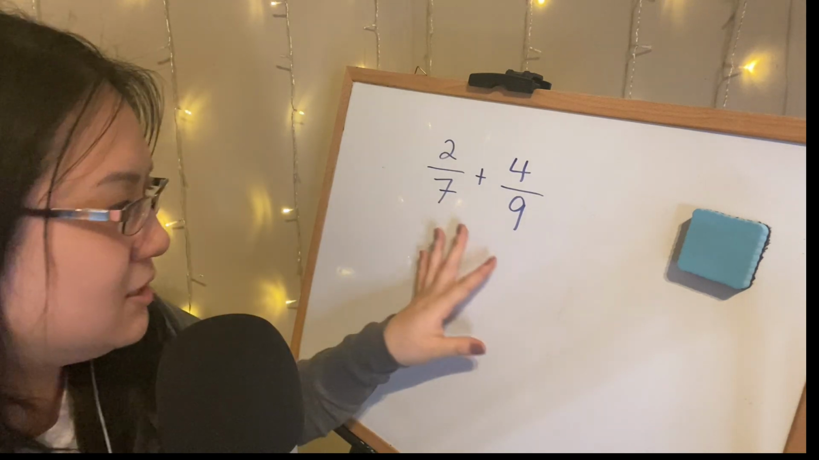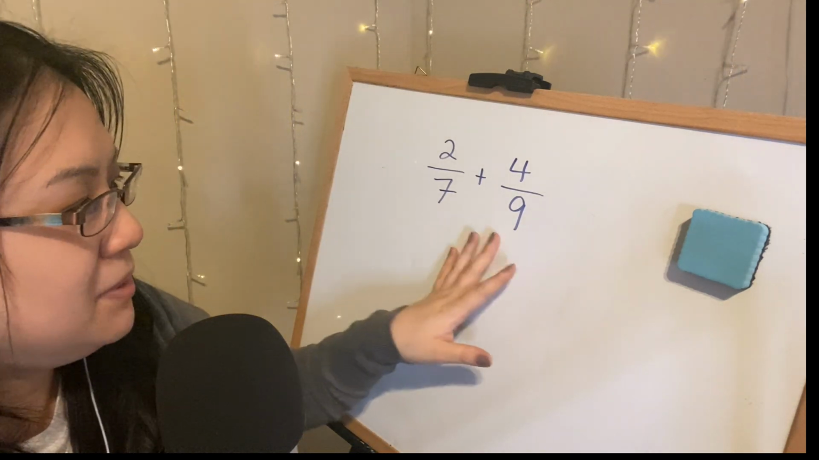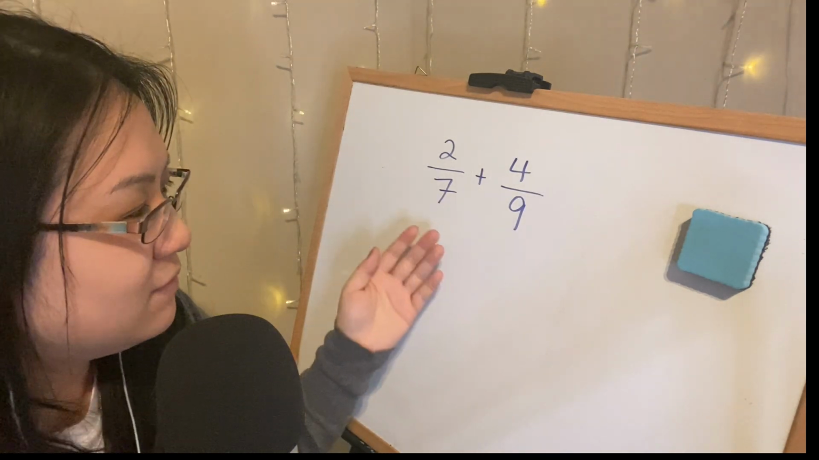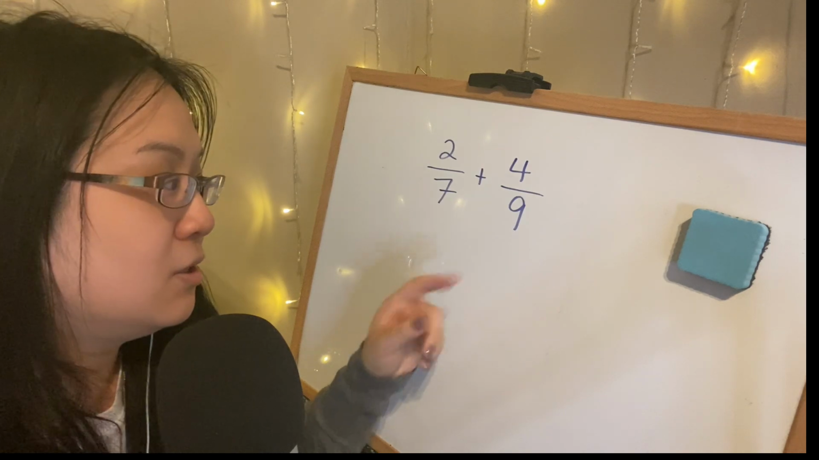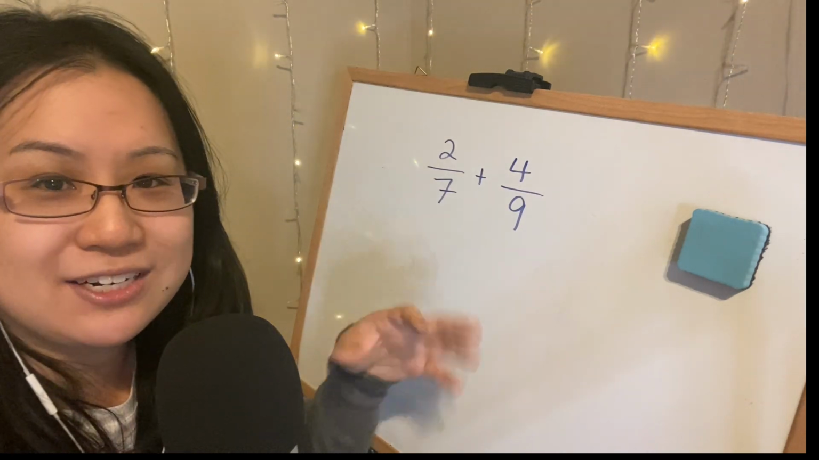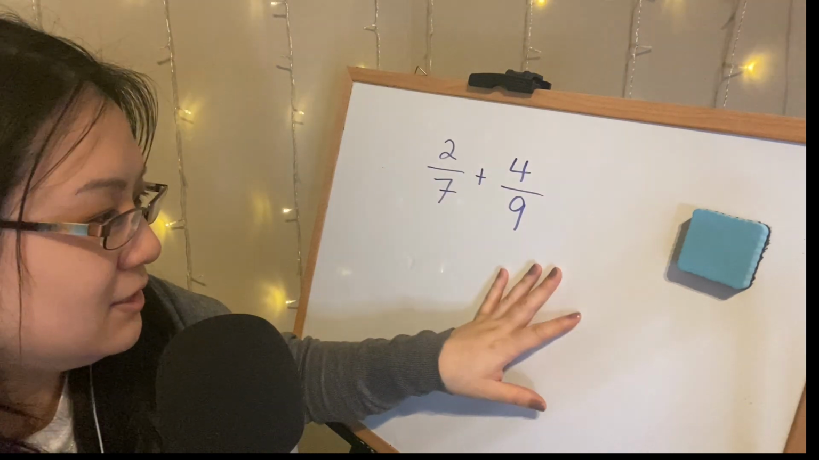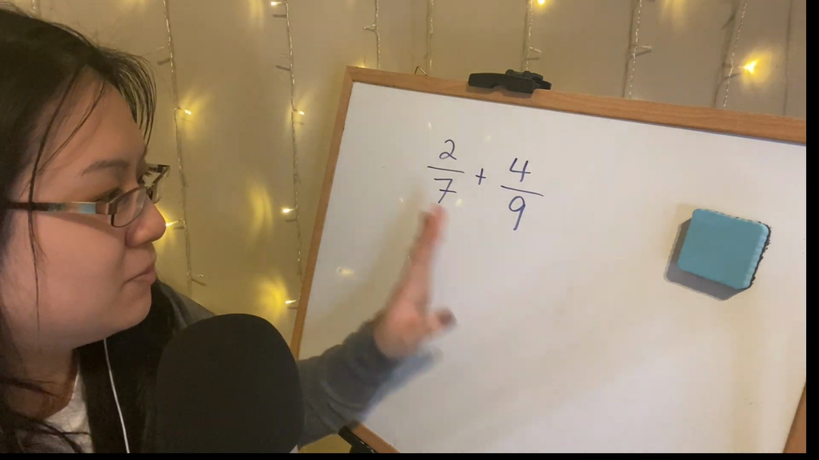So you might stare at this, you might guess, maybe about 49. 7 goes into 49 7 times with no remainder. 9 doesn't go into 49. 9 goes into 45, but not 49. So not quite.